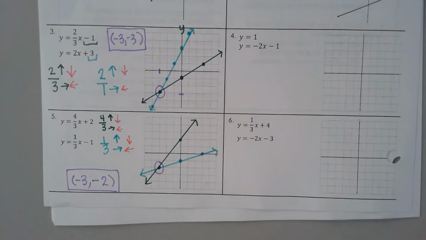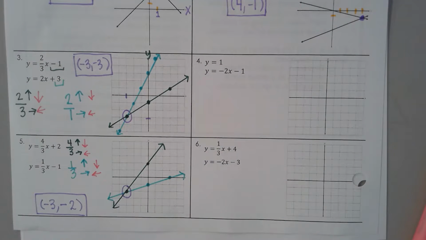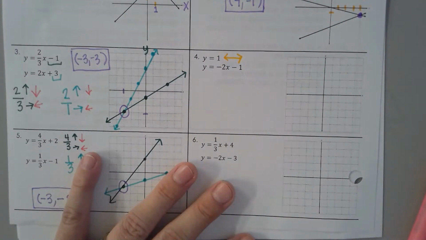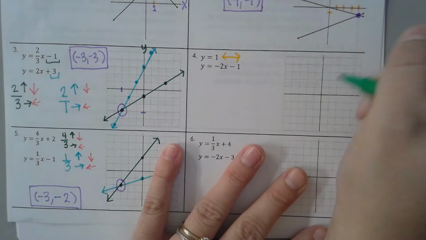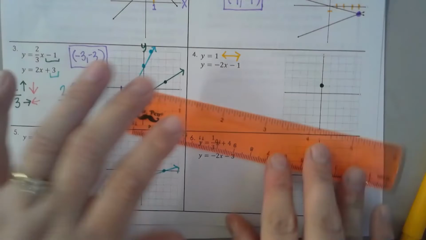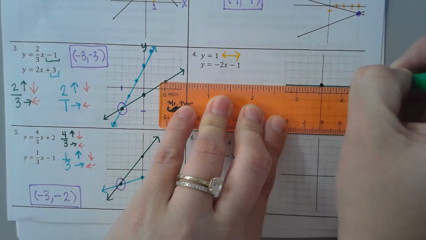All right, now on number 4. The first line looks completely different. It says y equals 1. When you have y equals just a number, it's actually going to be a flat line, a horizontal line, that goes through the y-axis at 1. So it's going to be a horizontal line that crosses through the y-axis at 1. Just like this.